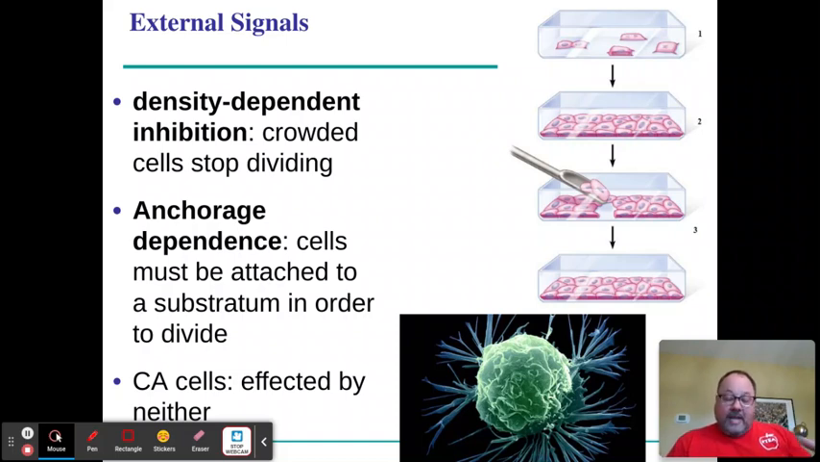And then what will happen in cancerous cells is that they have mutations that can inhibit both those external signals. So cancer cells may not stop dividing once they start to crowd together. They'll keep dividing and form a mass. Or if they lose their anchorage dependence, they can have pieces of the mass break loose. That's a metastasis, and that can spread to other areas of the body.